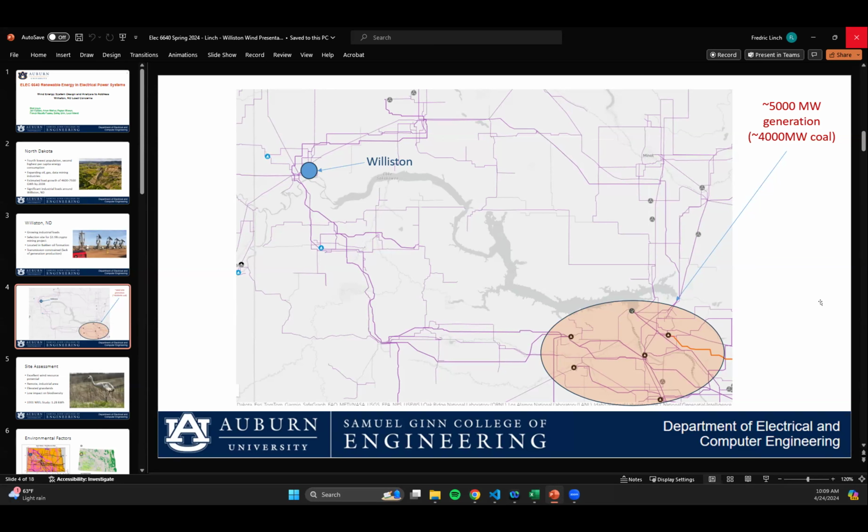There's about 5,000 megawatts of generation in this area. And there are a lot of federal and financial incentives right now to kind of phase coal out. And I think that a quarter of coal resources are trying to be retired by 2029.